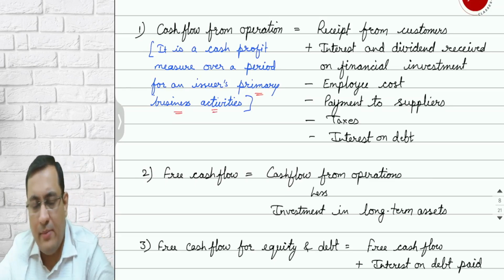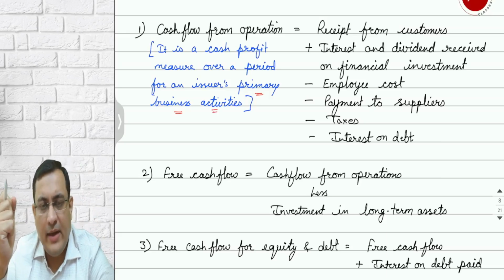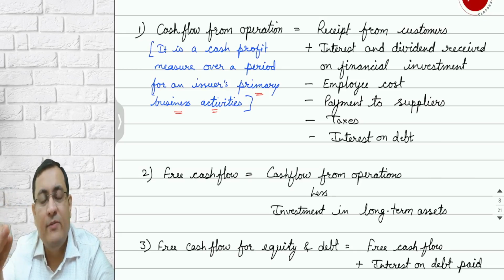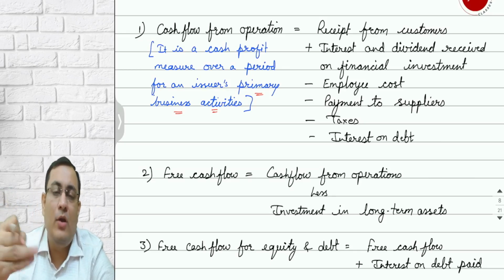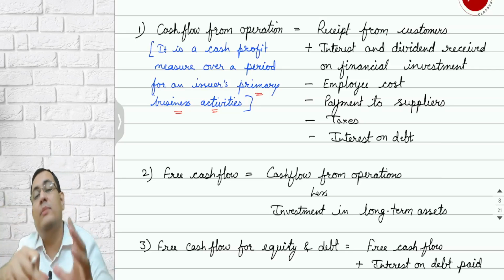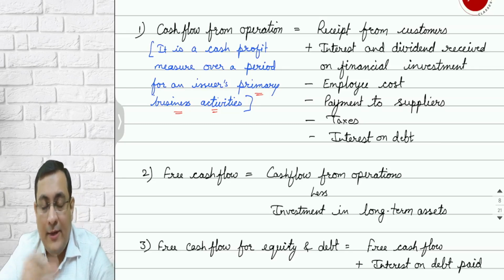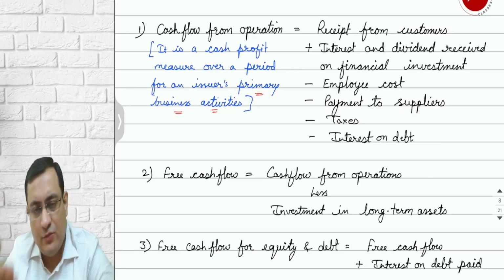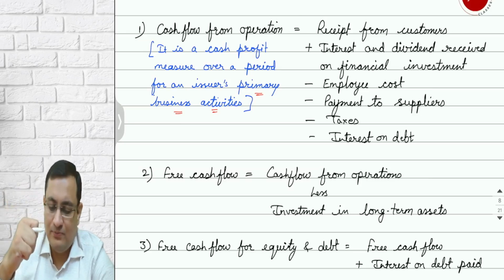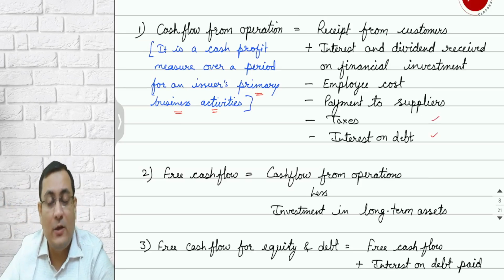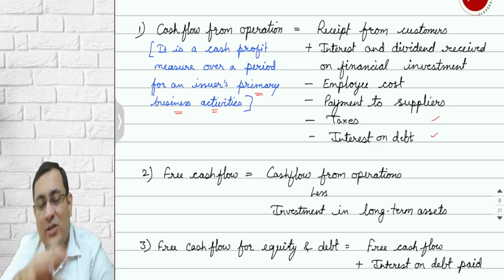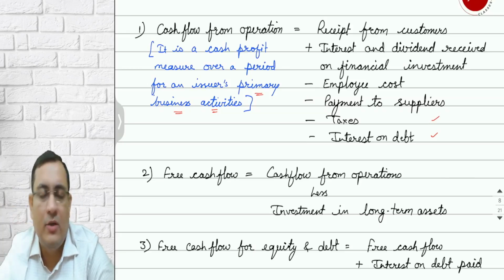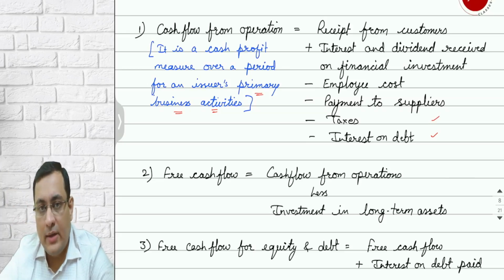So what are the primary business activities? We receive money from our debtors and cash sales, that is your receipts from receivables. Second, we sometimes receive interest and dividends on our financial investments. Next, we have to pay amounts to suppliers for raw material, to employees, for expenses, interest, and taxes also. So this is the net cash which we generate from the primary activities of the business, and this is one of the primary sources of your liquidity.